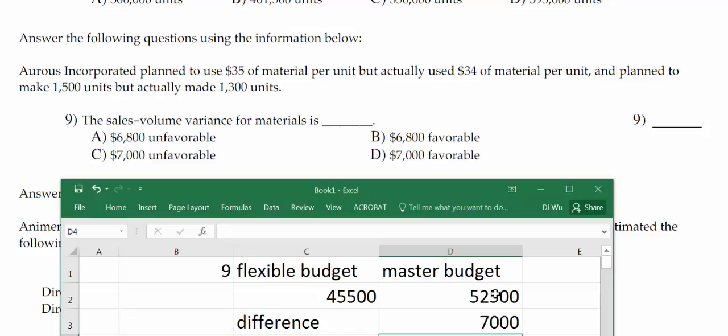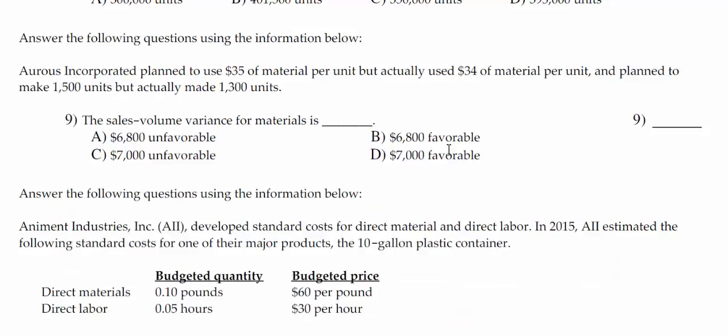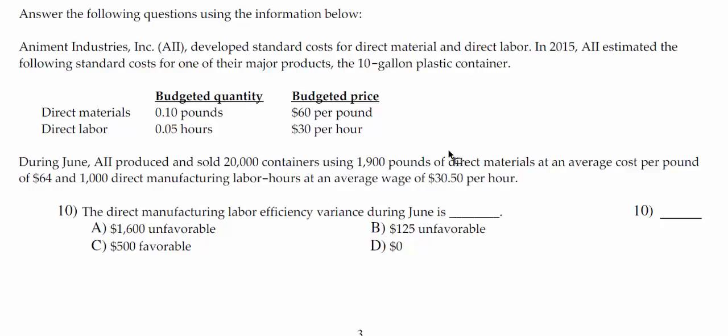This 7,000 is actually favorable, because from the cost of materials perspective, although we have a decrease in sales, we do have cost savings due to the sales volume change. That is about 7,000. So we save 7,000 for materials due to the sales volume. That's the sales volume variance for materials. Okay, sorry about that.